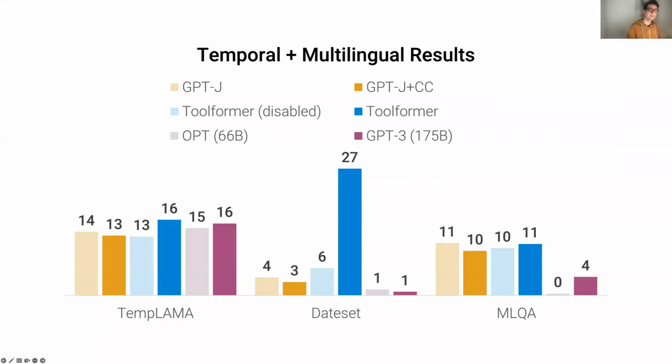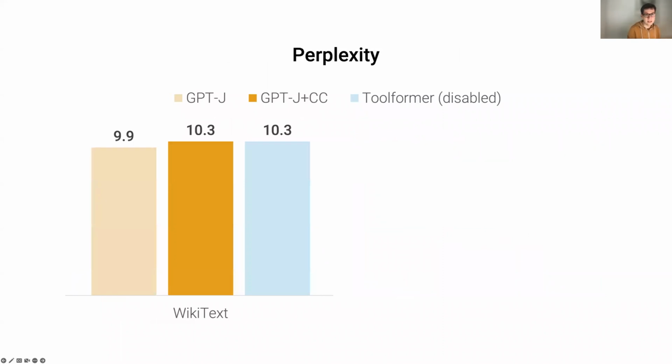So we looked at perplexity of various models. What we can see here is the Wikitext benchmark, and we see perplexities of GPT-J, GPT-J plus CC, and our Toolformer disabled. We don't show perplexities for Toolformer with API calls because enabling API calls would make perplexity computation intractable, because at each position you would need to average over all potential API calls that the model could make. But what we can see here is that fine-tuning on CCNet for some reason makes the model perform slightly worse on Wikitext.